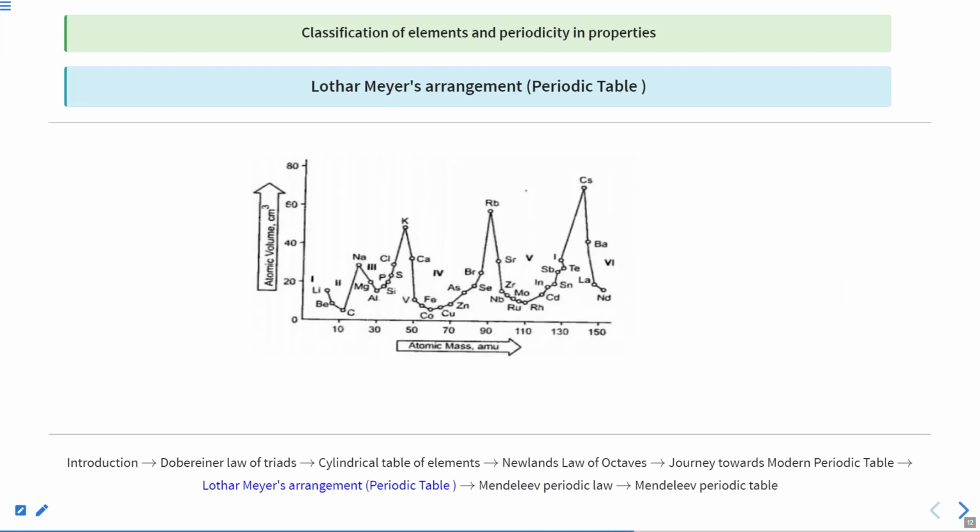So see, this is the thing. Lithium, beryllium, carbon. Then again sodium, magnesium, aluminum. Then again he goes up. See, here he goes up to a triad. Then he takes 8 elements. In this way, he just observed the properties. So what are we plotting here? Atomic volume against atomic mass. Clear? So this is the difference between Lothar Meyer and other scientists that contributed toward the periodic table. He does not define a set. He does not say that it will be a group of 8 or a group of 3.